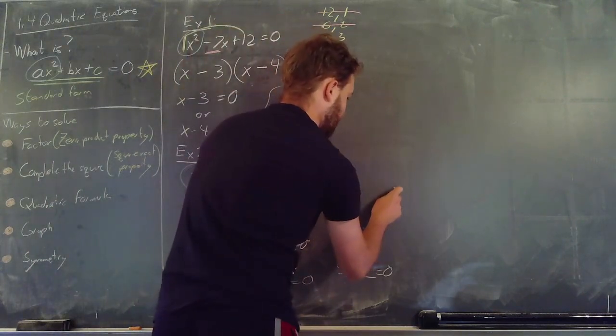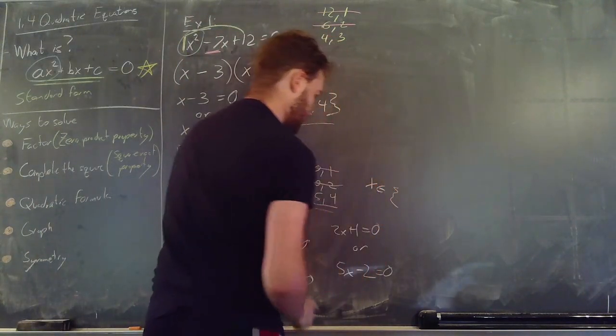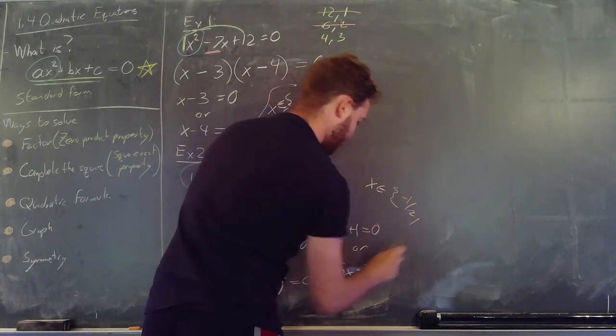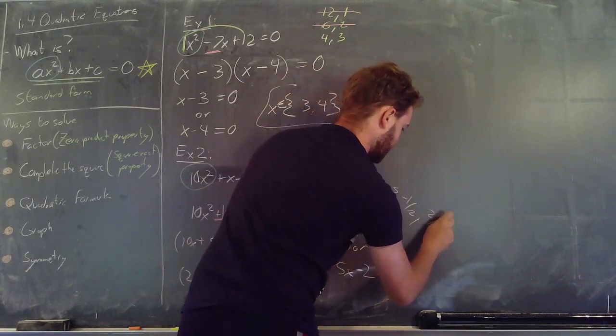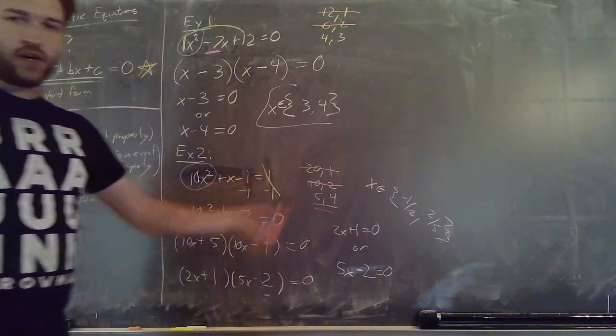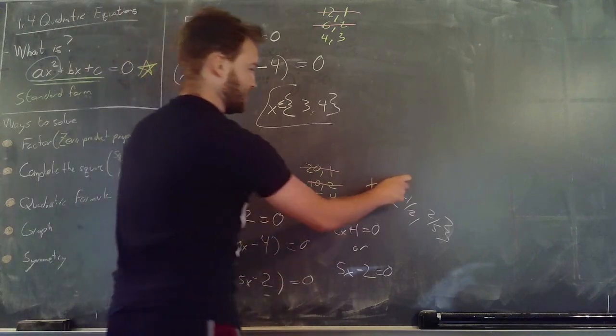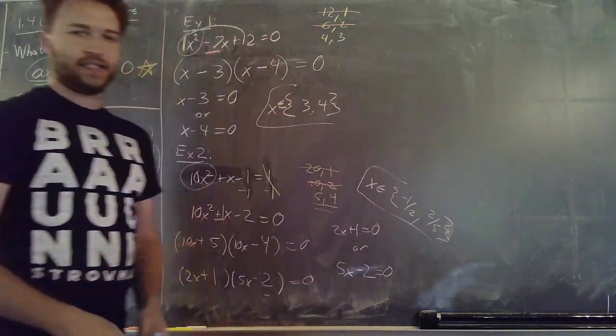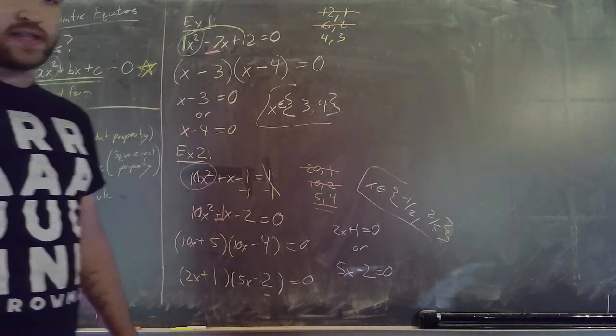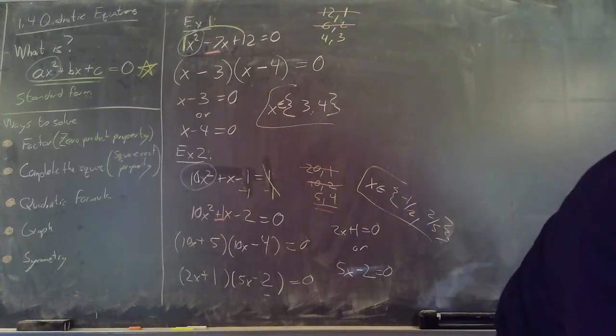So the answer here is that x is either negative 1/2 or positive 2/5, and I encourage you to try to solve this to verify that that is the correct answer. Okay, let me clean the board up. I'll be back with some more examples.